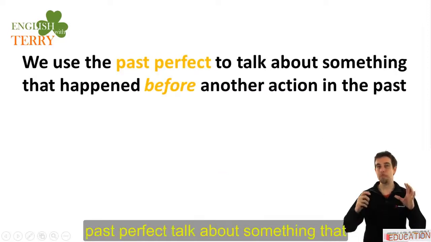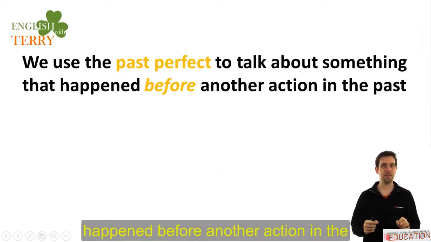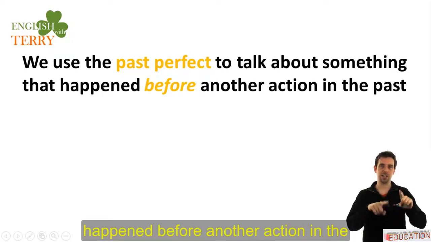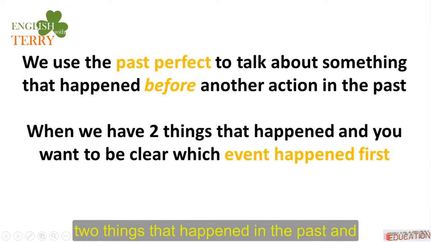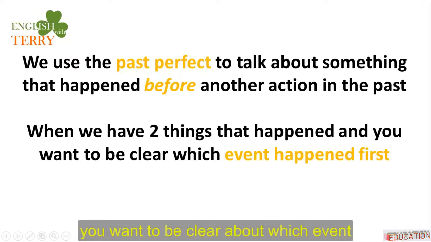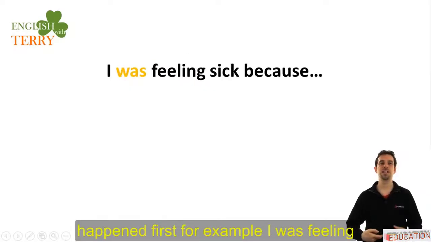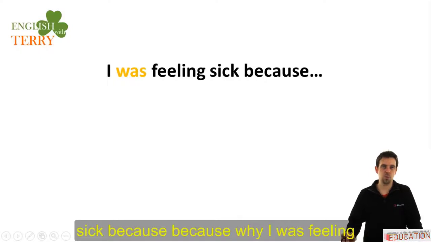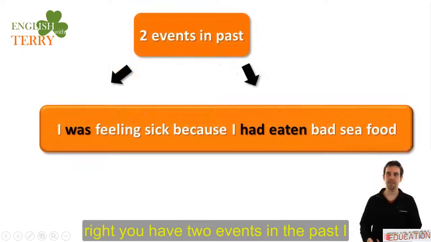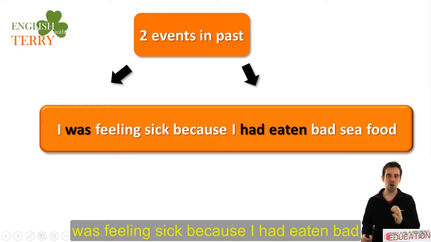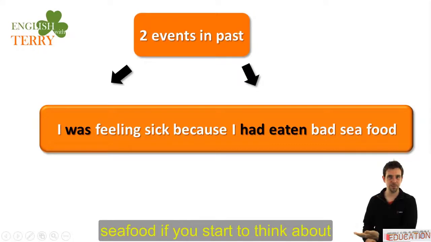All right? We use the past perfect to talk about something that happened before another action in the past. Okay, let me show you. When we have two things that happened in the past and you want to be clear about which event happened first. For example, I was feeling sick because I had eaten bad seafood, right? You have two events in the past. I was feeling sick because I had eaten bad seafood.